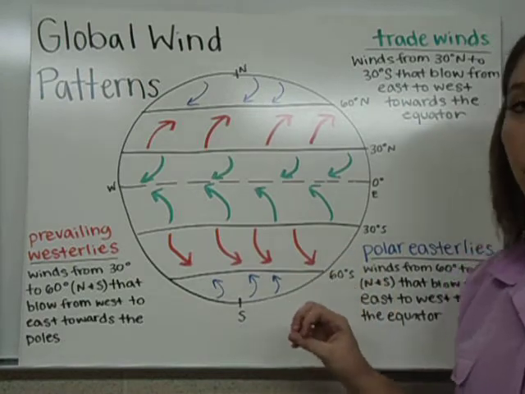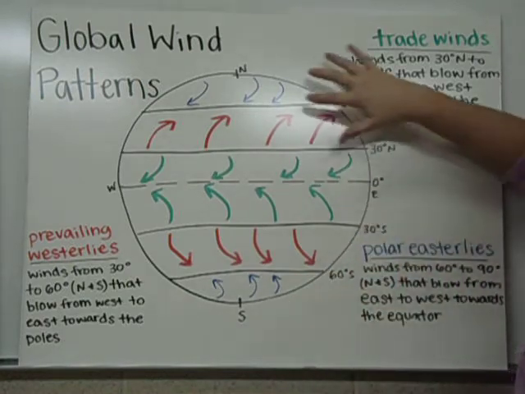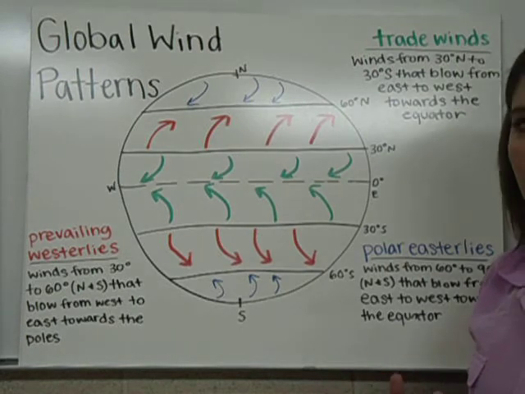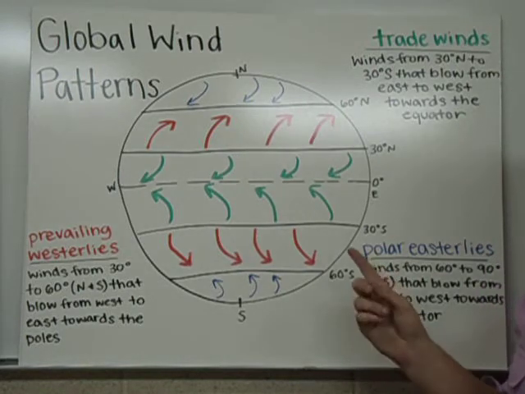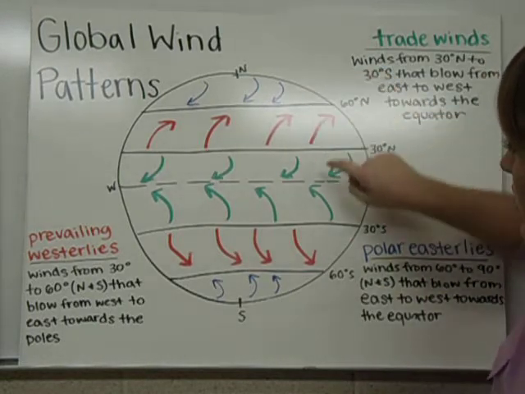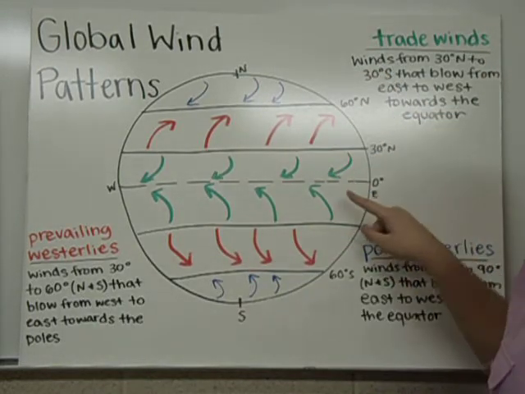Earth's tilt is the reason that we have these three different patterns. If the Earth wasn't tilted and the uneven heating didn't occur, we would have only one major global wind pattern, where air would move from the equator towards the poles and circulate back up towards the equator.